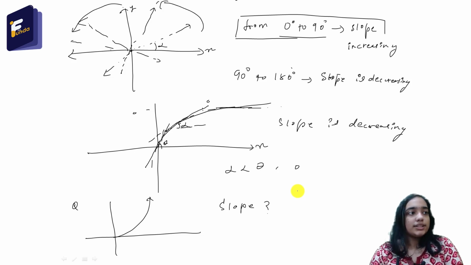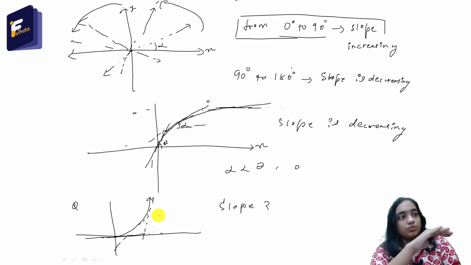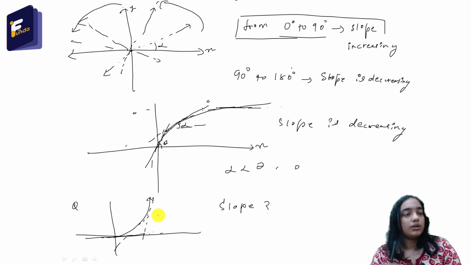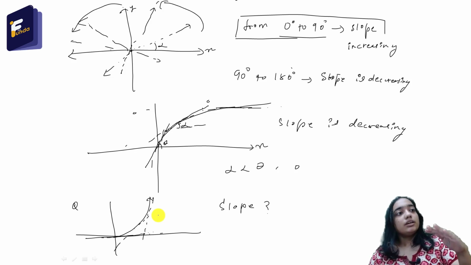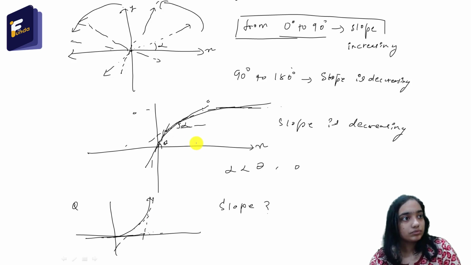You can see that initially the tangent to this curve was here. Slowly it is going here, and finally it is going a little bit vertical. Initially the tangent is making an angle of 0 degrees with the x-axis. From 0 degrees, the angle that the tangent is making is slowly increasing. So from 0 to 90 degrees, that means the slope is increasing.